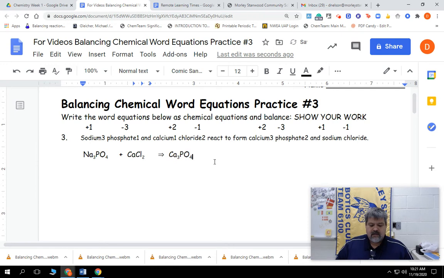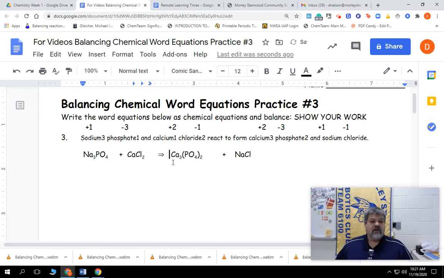But I need 2 of them, so we have to put parentheses around the phosphate. So we're going to put a parenthesis there, and go back to right at the beginning here and put a parenthesis there. And again, we're going to put down a subscript of 2 because I need 2 of those. And another byproduct is going to be sodium chloride, but I only need 1 of each one. So sodium is Na and chlorine is Cl.